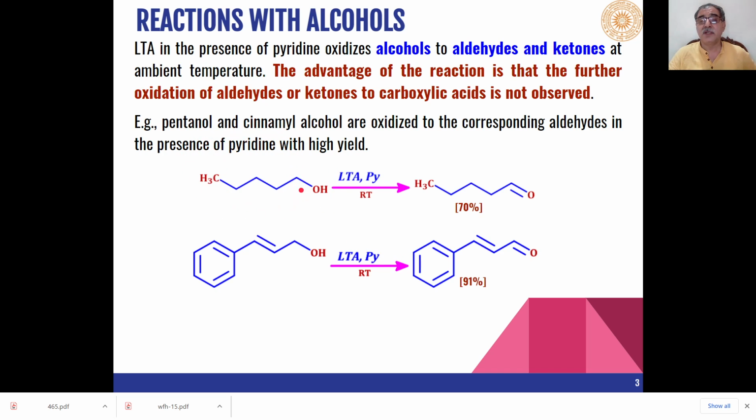So these are two of the common examples. This is pentanol. This is oxidized to pentanal in 70% yield when lead tetraacetate and pyridine are used at room temperature. Similarly, this allylic alcohol, that is cinnamyl alcohol, is oxidized to cinnamaldehyde in 91% yield using lead tetraacetate and pyridine.